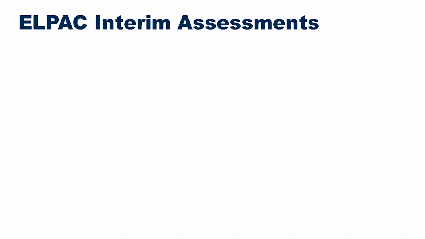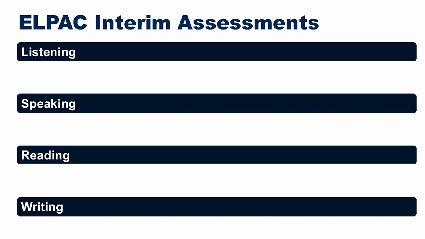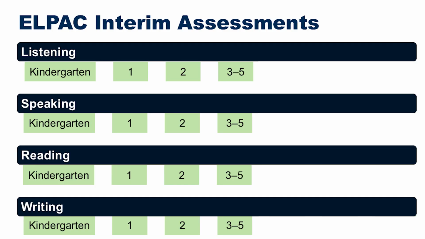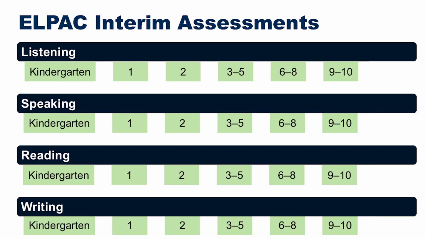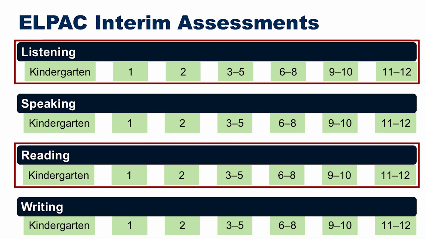ELPAC IAs are organized by domain and grade or grade span. The ELPAC has interim assessments for each domain: listening, speaking, reading, and writing, for the following grades and grade spans: kindergarten, grade 1, grade 2, grade span 3 through 5, grade span 6 through 8, grade span 9 and 10, and grade span 11 and 12. Speaking and writing are locally hand-scored by educators. Reading and listening are computer-scored.